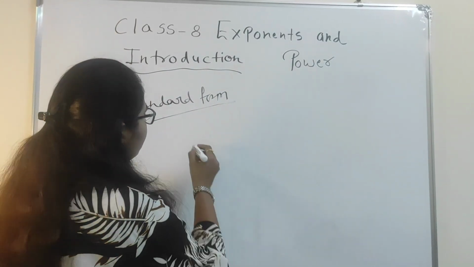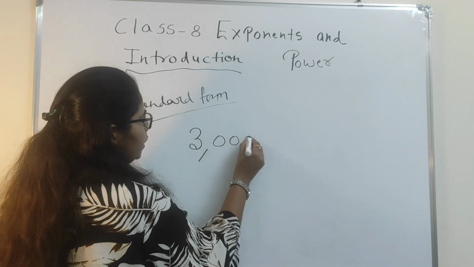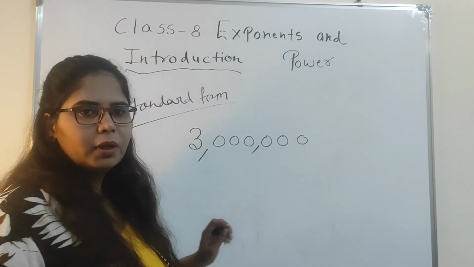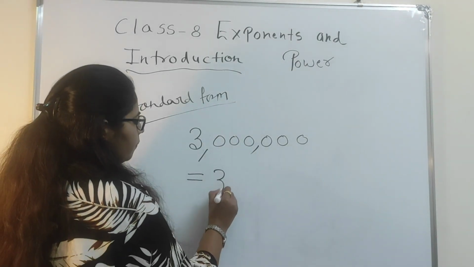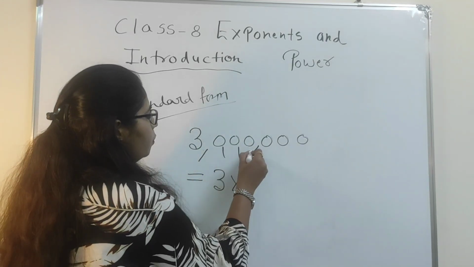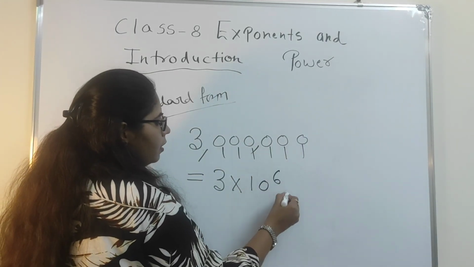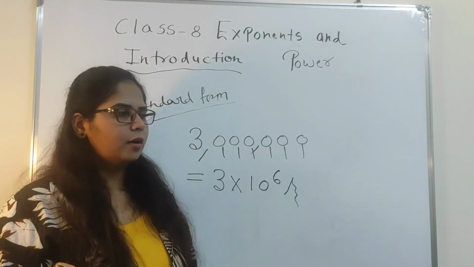Suppose 3, 1, 2, 3, 4, 5, 6. This big number is given to me. How will I write it in the standard form? So see, 3 multiplied by 1. How many zeros are here? 1, 2, 3, 4, 5, 6. So write it 10 to the power 6. This is called your standard form.